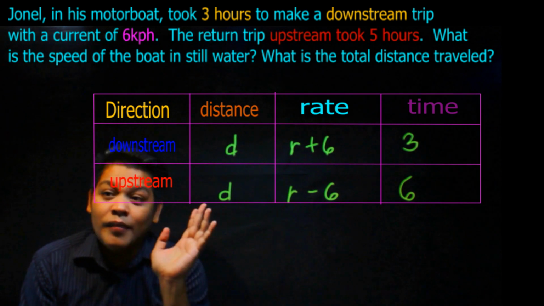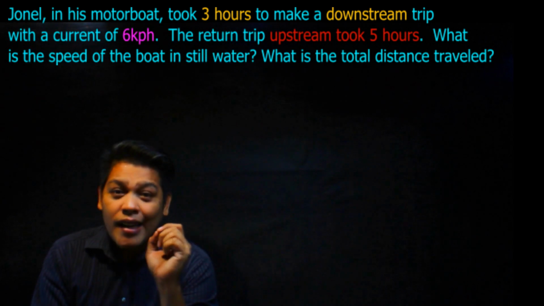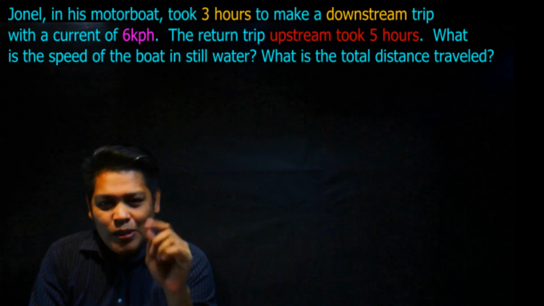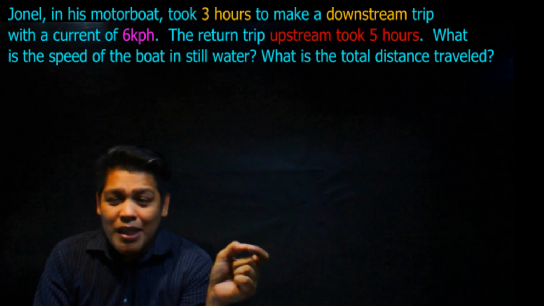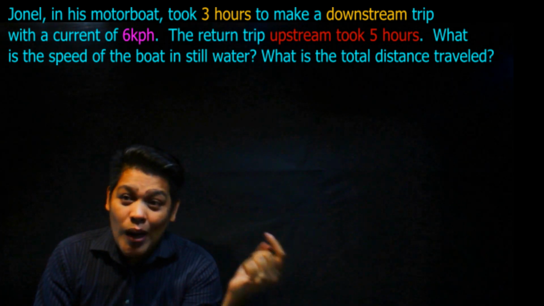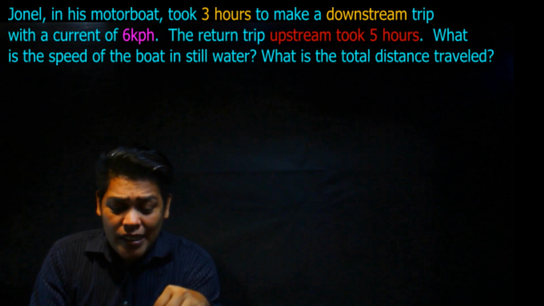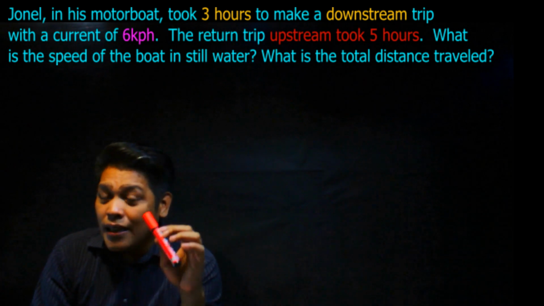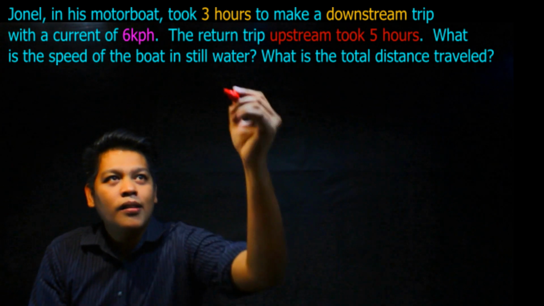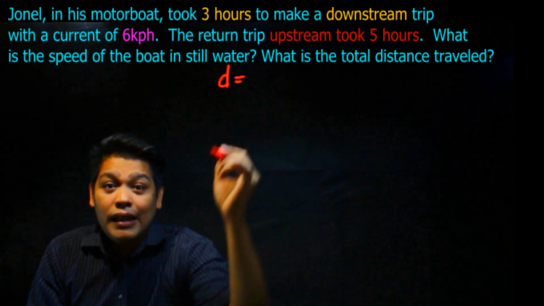Yung ating table. Okay, napunta na tayo sa step number 3, which is the system of equation. So, alam natin na from point A to point B, the same ang distance niya, no? Downstream, tsaka yung upstream, yung pabalik, from point B to point A. So, the same ang distance niya. Alam natin na ang distance equals rate times the time.